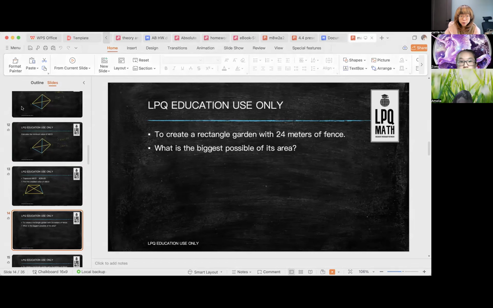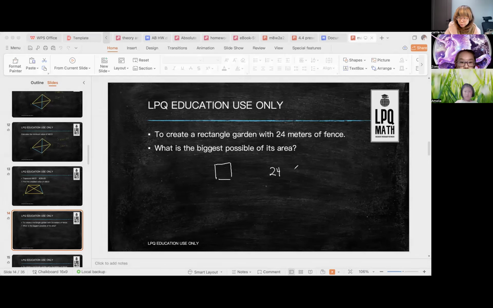Okay, so I'm going to explain this one. I'll give everybody 2 minutes. Okay, so if we know that the garden has 24 meters of fence, for the biggest possible area, we are making them what? Equal to each other.